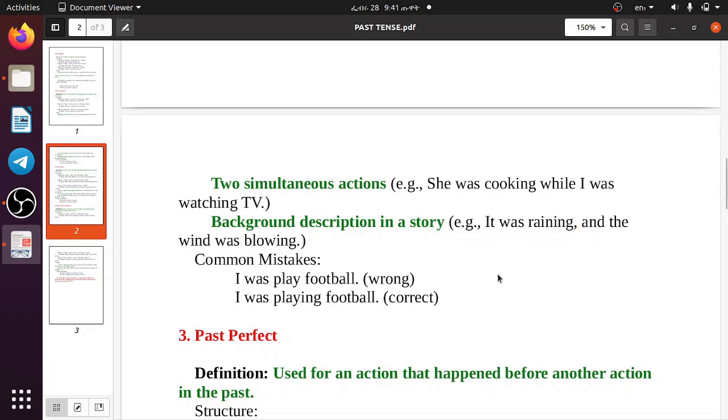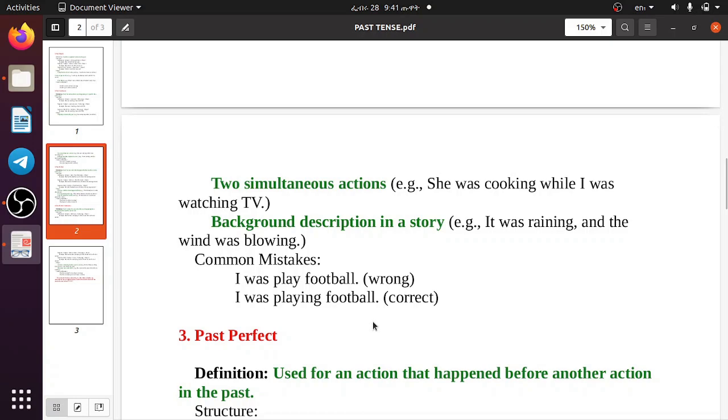Common mistake. I was play football. This is wrong. Why? We have to add ing to the main verb. The main verb is play. Was is the verb to be in the past form. So to be past continuous tense, we have to add ing to the main verb. I was playing football is correct.